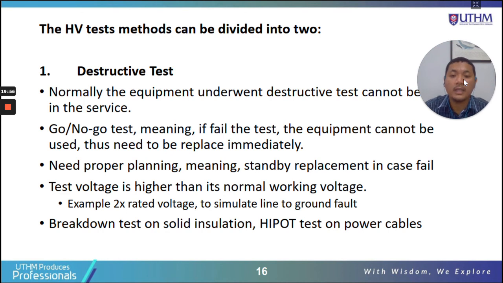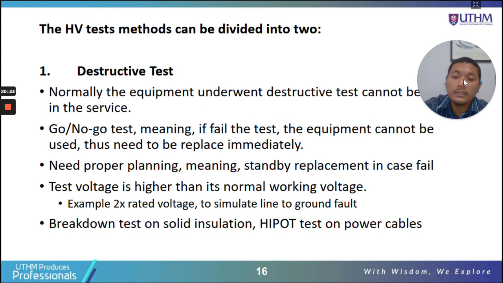So if the cable can withstand a line to ground fault, then we are confident that during operation, if there's a line to ground fault, and the fault causes overvoltage in the system, the cable can withstand it, so no problem. The circuit breaker will trip, and there is no fault on the cable, no problem with the cable. So that's why we perform destructive tests.